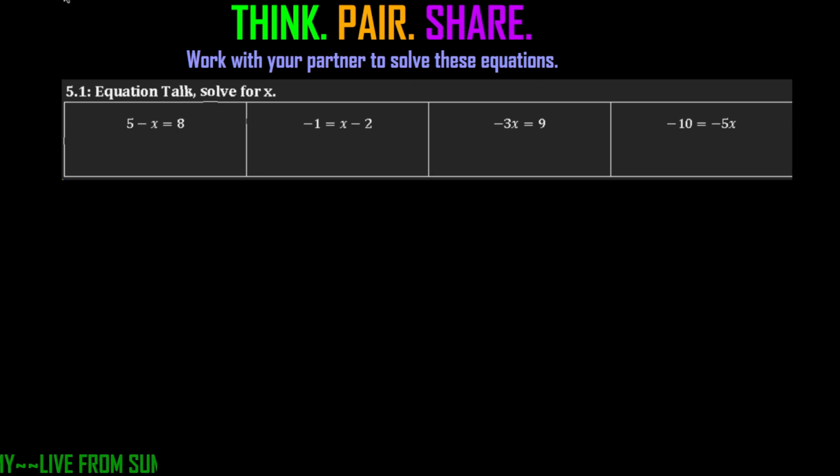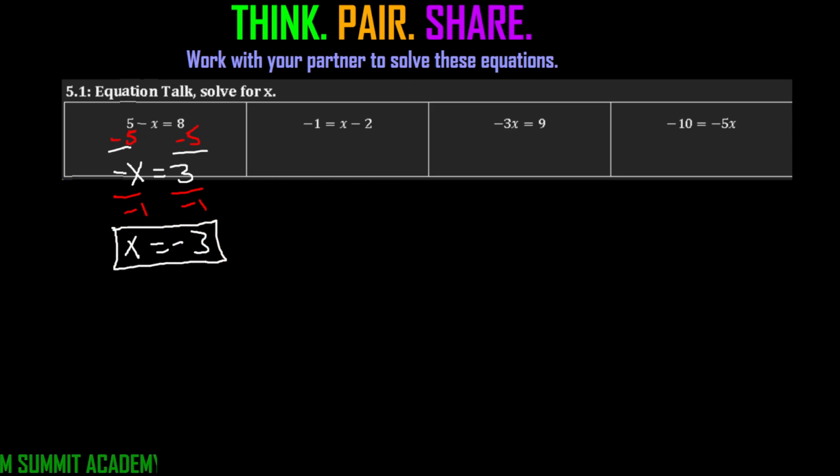What I'm going to do first, again, is use those inverse operations to get x by itself. I have to get those constant terms on one side, so I'm going to subtract 5 from both sides. On the left side, I have negative x equals 3, which just means I have to divide both sides by negative 1 to get my value for x. You should always end up with x equals a number. So for this one, x equals negative 3.